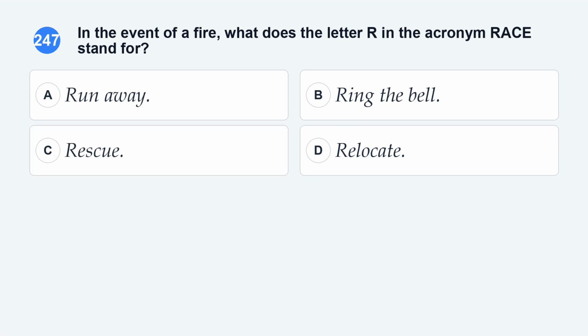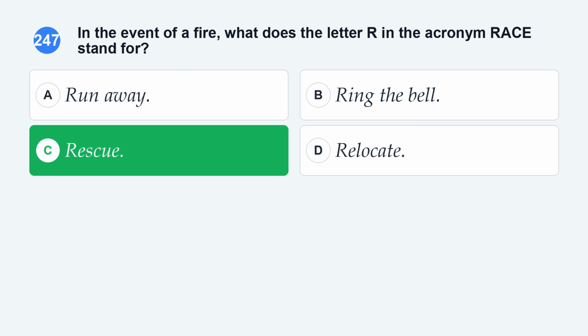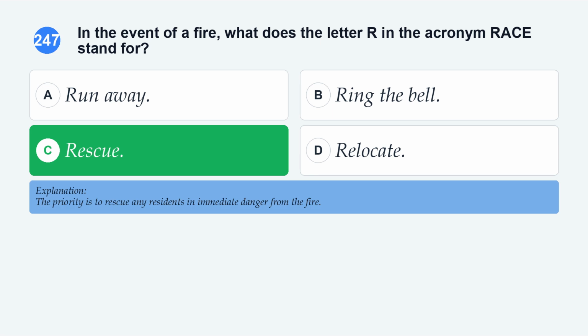Question 247. In the event of a fire, what does the letter R in the acronym RACE stand for? Option A, run away. Option B, ring the bell. Option C, rescue. Option D, relocate. The correct answer is option C, rescue. Explanation. The priority is to rescue any residents in immediate danger from the fire.